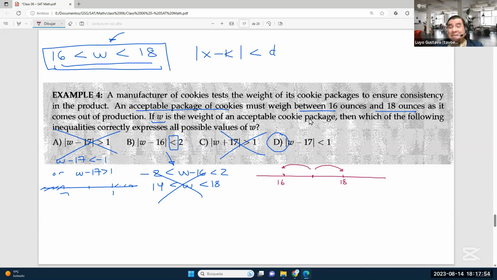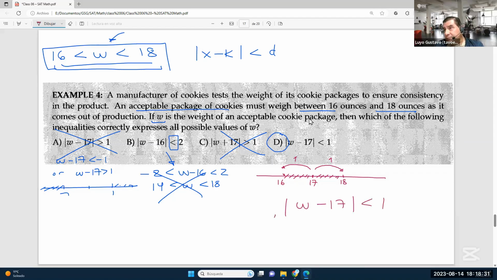Wouldn't that be actually the average, 17? And wouldn't this be just 1 unit here and 1 unit of distance here? So what does this shaded region represent? According to the notation we saw, it means that the variable is less than 1 unit away from number 17. How do we represent this? Directly. W minus 17 in absolute value, that is the distance between W and 17, is less than 1 unit.